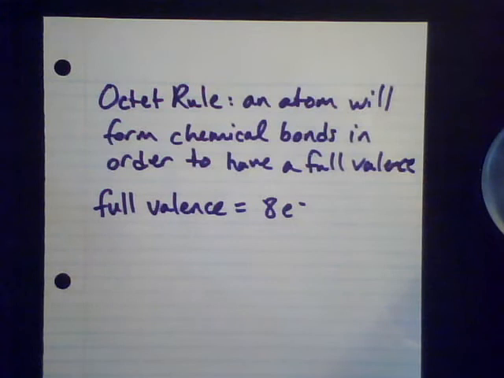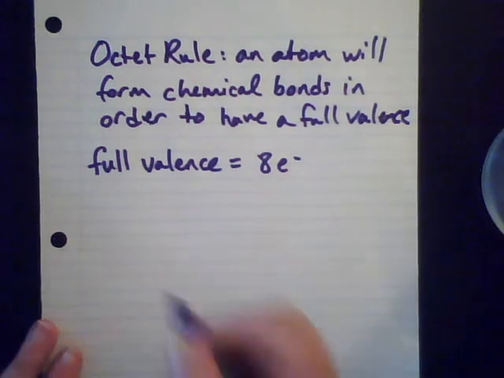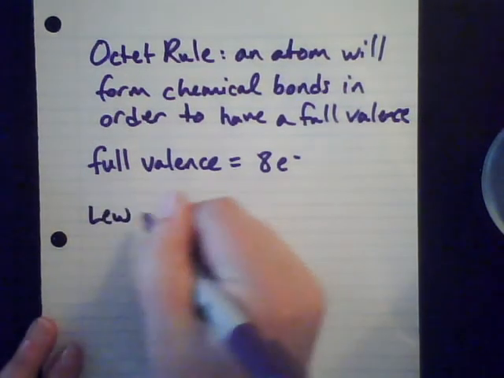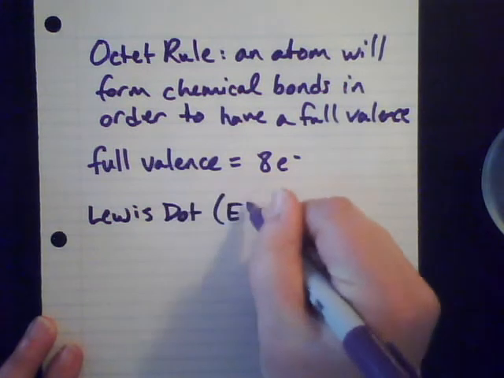But the octet rule says that an atom is really going to try to do whatever it can to get to a full valence, and usually that means either transferring electrons, like we said, so that would mean gaining or receiving electrons, or it's going to share electrons in order to get to a full valence. So we need to figure out a way to model these valence electrons because they seem to be pretty important. And the way that we do that is with the Lewis dot model. It's also called the electron dot model.